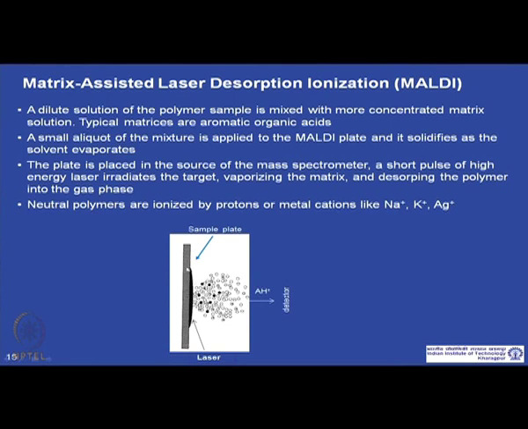If this is the sample plate, and this is your sample along with the matrix, a short pulse of high energy laser irradiates the pellets, vaporizing the matrix. As the high energy laser irradiates the sample, the polymer along with the matrix gets vaporized, and in the vapor phase the polymer desorbs from the matrix. And if the polymer is already a charged polymer, this is fine.